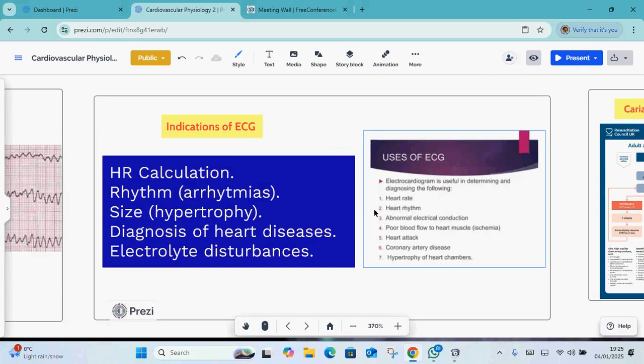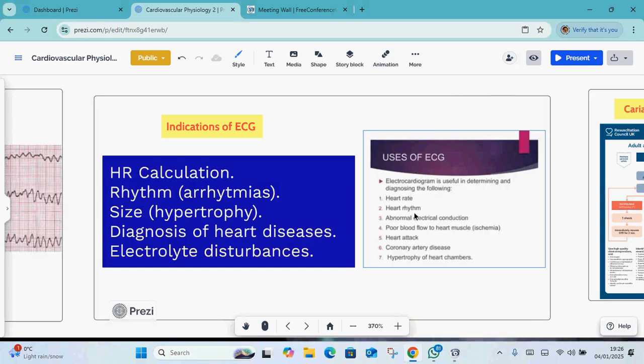Then we said ECG is used to calculate the heart rate, and we know how to calculate the heart rate. You count the number of large boxes between any 2 R's in regular ECGs, and divide 300 by that number. So if there are only 2 large boxes, the heart rate is 150. If there are 3 large boxes, the heart rate is 100. If there are 4 large boxes, the heart rate is 75. If there are 5 large boxes, the heart rate is 60. If there are 6 large boxes, the heart rate is 50.